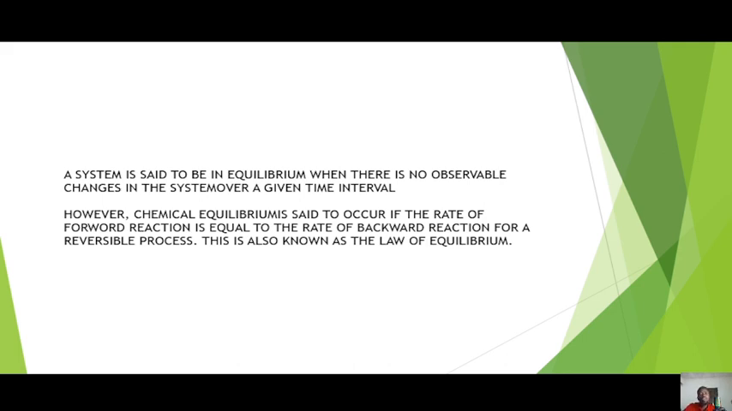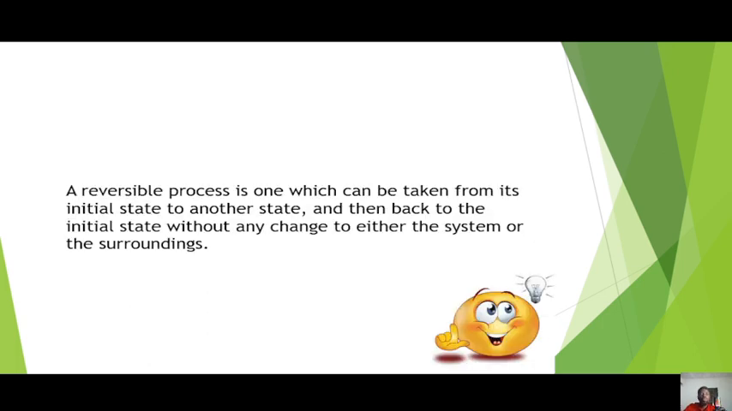So moving ahead, we have mentioned reversible process when we started the class, and we are mentioning it again. So it's high time we talk about it. A reversible process is one which can be taken from its initial state to another state and then back to its initial state without any change to either the system or the surrounding. So when a particular chemical process seems to be going back and forth, to and fro, you refer to it as a reversible process. In chemistry, such processes are usually identified by two arrows going forward and backward.